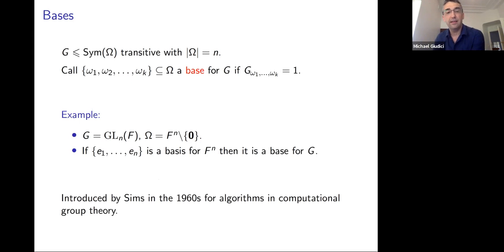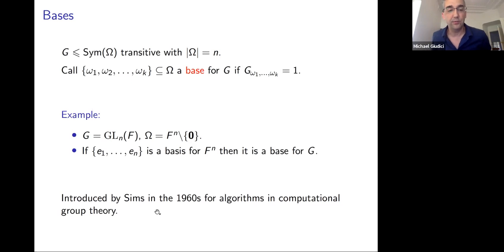Now, in general, though, the notion of a base is not as good as a basis, because all bases of a vector space have the same size. That's not true for a base. For example, if I have a base for a permutation group, I can always just throw in an extra point and that's still going to be a base. So bases of permutation groups don't always have the same size, and so they don't always have the same nice properties as the basis of a vector space.